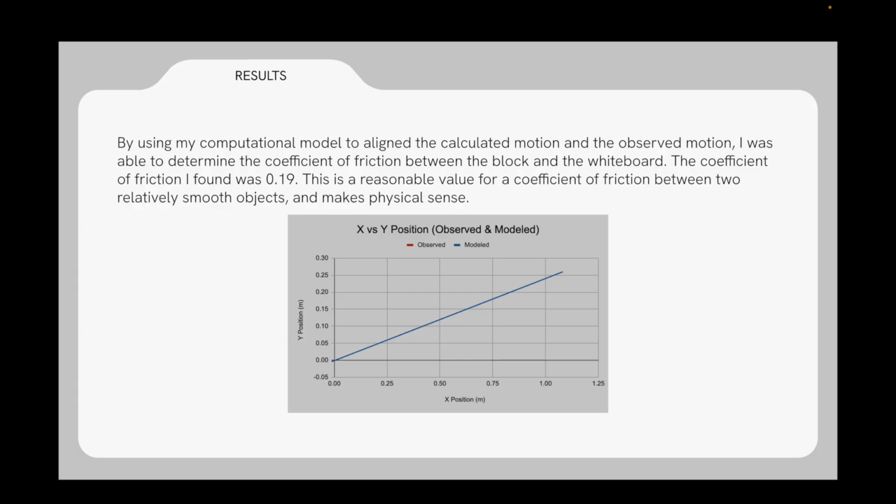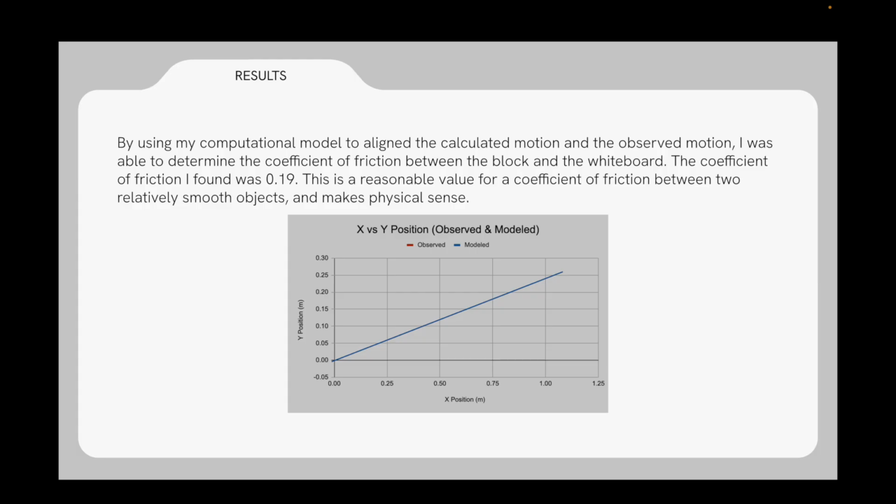Now some analysis. This is a reasonable value for a coefficient of friction between two relatively smooth objects and makes physical sense. Again, looking at the graph of the x and y positions of the observed and modeled data, you can see that the lines overlap almost perfectly. This shows me that my modeled data was a very good prediction of the observed data. This tells me that the value I found for the coefficient of friction is accurate to the real-life coefficient of friction between the block and the whiteboard.